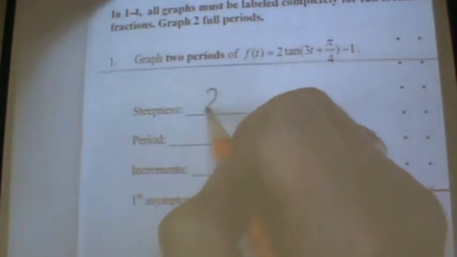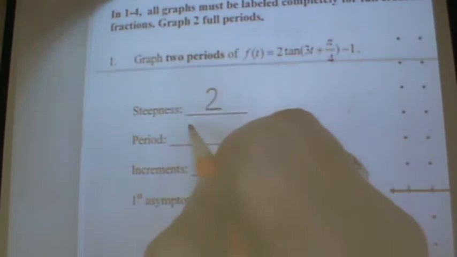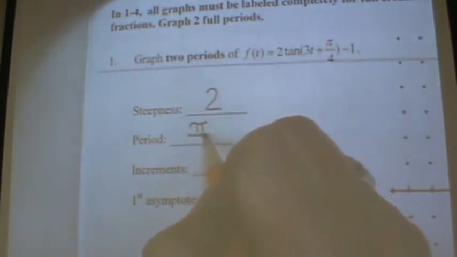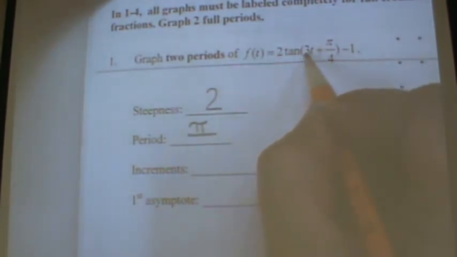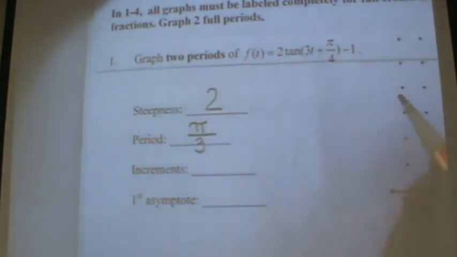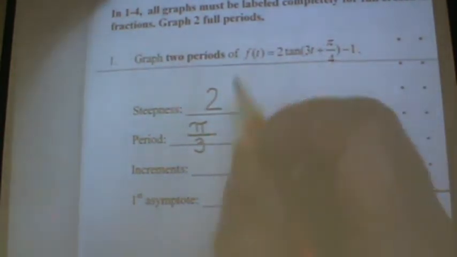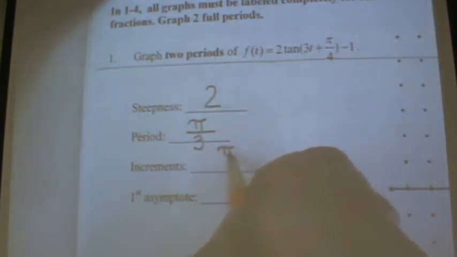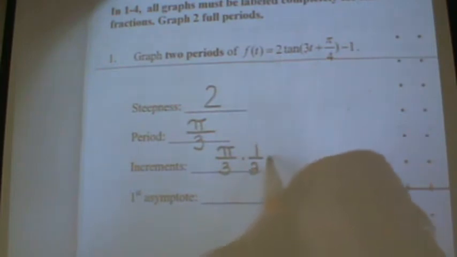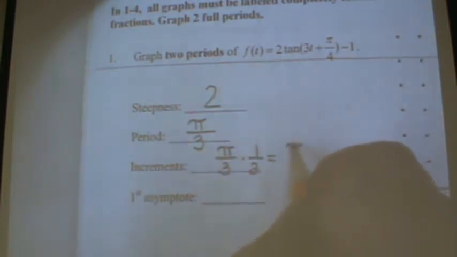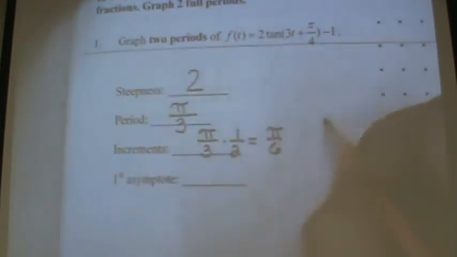2. Your period, you're going to take pi and divide it. What's the b value? All you need to know is what b is. 3. You don't have to pull it out. How do you do the increments? How many increments are there for the tangent and cotangent? There's 2 increments, so you divide this period by 2. So pi over 6. You're counting by pi over 6.